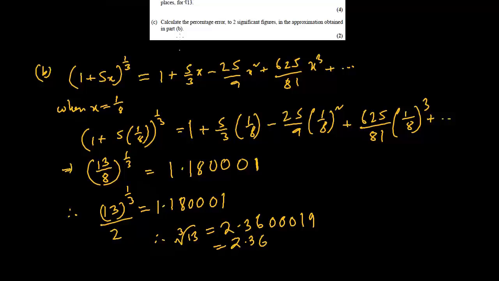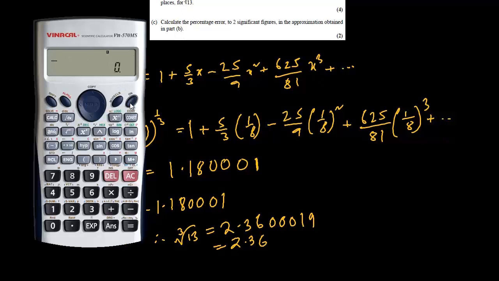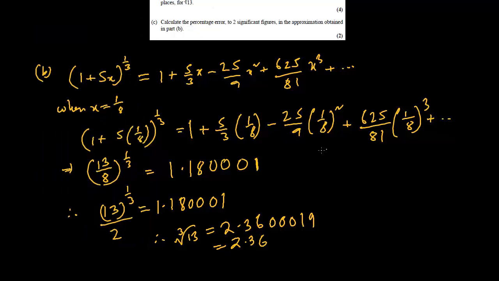Now we can check whether cube root of 13 is close to 2.36 or not. So let's check. Cube root of 13 is 2.351, and this is 2.36. It's pretty close. Now question number C deals with basic percentage. It doesn't have any special rule, so we have to find error percent. So error percent is error divided by actual value into 100%.